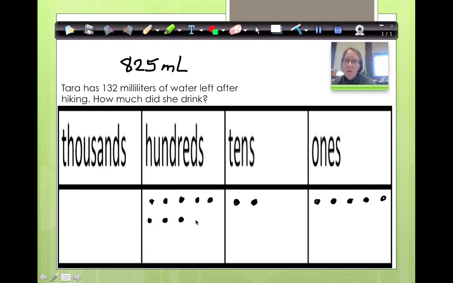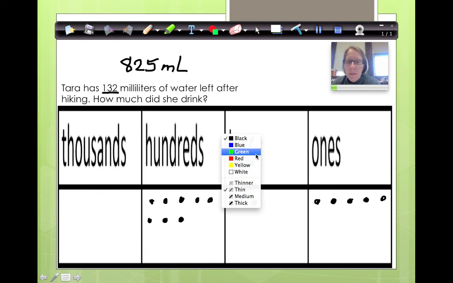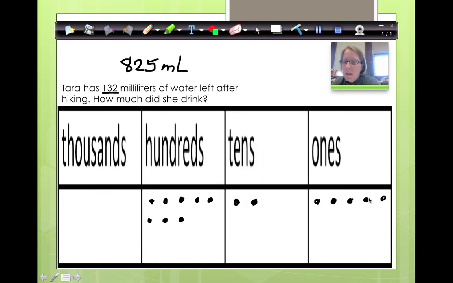Now, how many am I taking away? Well, we're going to be taking away 132 milliliters. So we always start on the one side. Let's take away 2. I'm going to do this in blue. Let's take away 2. We're going to take away these 2. Okay, now we take away 3 tens. Oh, I can't take away 3 tens. So I need to get some more tens in order to take 3 tens away. In order to do that, I need to move or regroup 100. I'm going to put 100 over here.